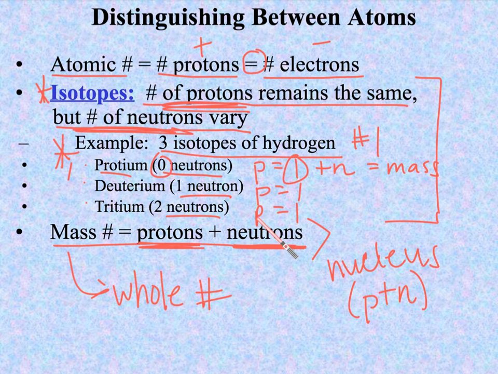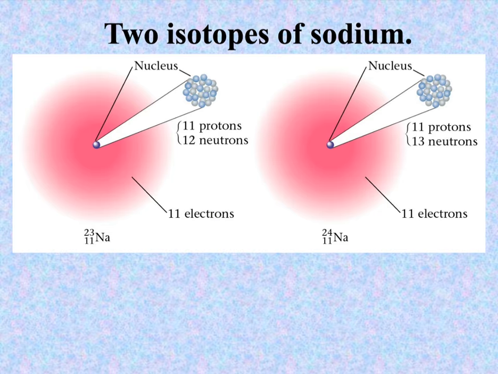Once again, notice here, protons remain the same. The proton number for hydrogen is always going to be 1, because it is number 1. So protons always remain the same, but look what varied. The neutrons varied. Therefore, we got different masses for each one.